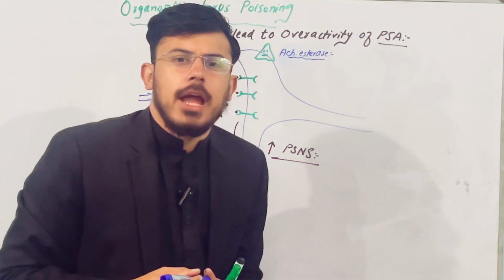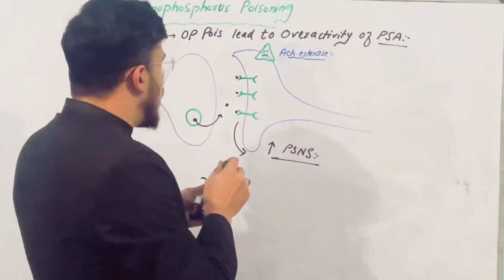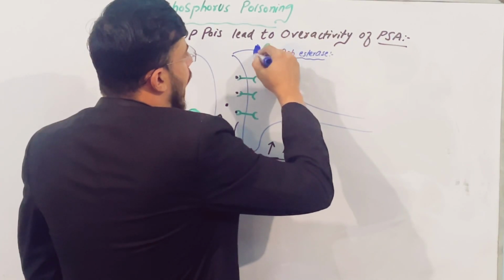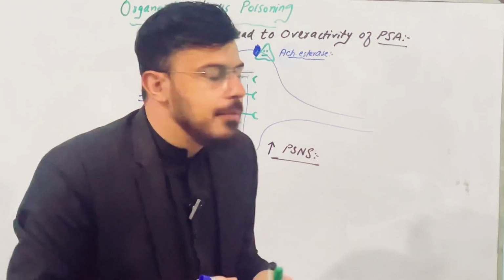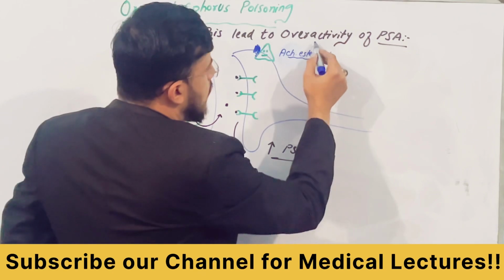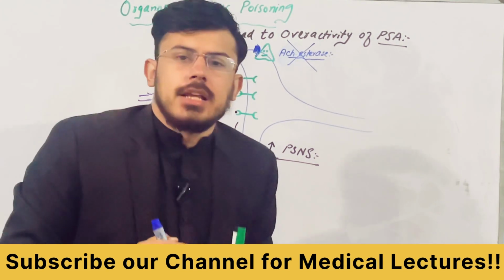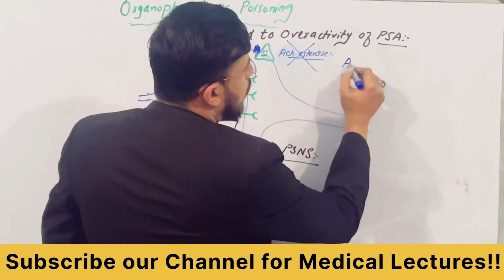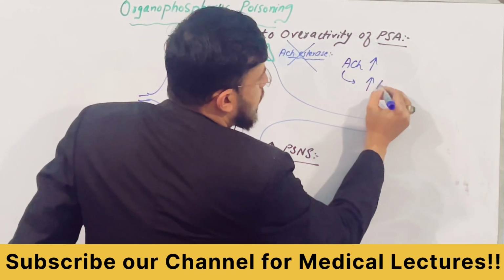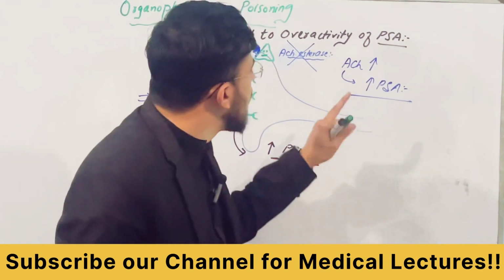But actually what happens in organophosphorus poisoning? In organophosphorus poisoning, the organophosphate molecule binds to the acetylcholinesterase and blocks its action. As a result, the acetylcholine is not degraded. So the increased level of acetylcholine leads to increased parasympathetic activity. This is how, in organophosphorus poisoning, there is an increased level of parasympathetic activity.